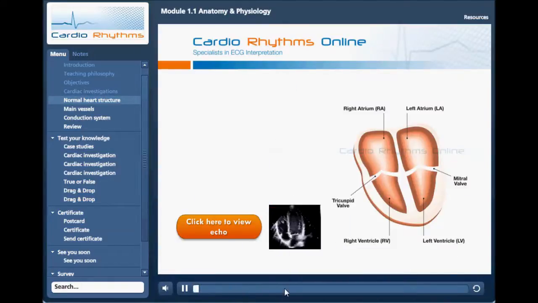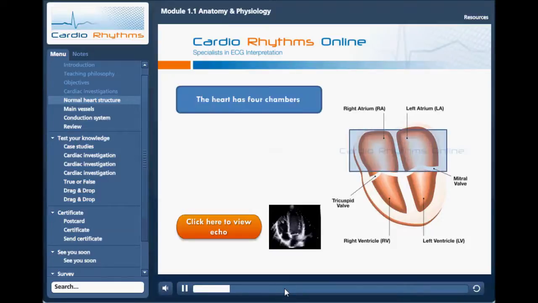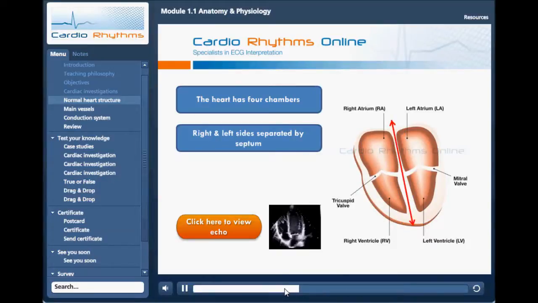Here we have a very basic diagram outlining the main structure of the heart. Note that it has four chambers. There are two atria, also known as the collecting chambers, and two ventricles, also known as the pumping chambers. However, I think it's better to think of the heart as having a left side and a right side, each with an atrium and ventricle. The left and right heart is separated by the septum, and this is very important because it prevents oxygenated and deoxygenated blood from mixing.